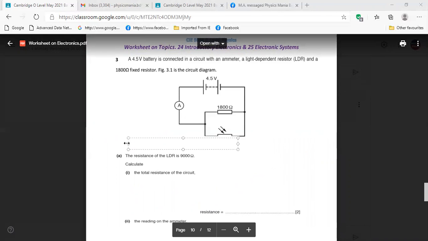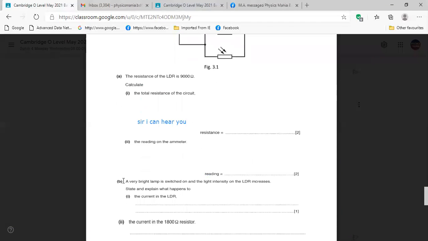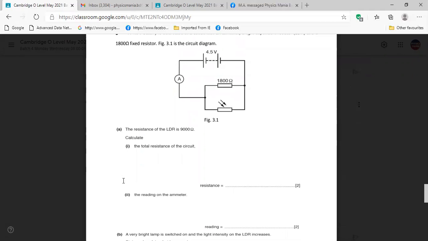Next one, we are going to the reading on the ammeter. Reading on the ammeter, we have to find with the formula V equals IR, right? Yes, sir. Then we have to find I, current. I equals V by R. What is your V? 4.5. And what is your resistance? 1500.